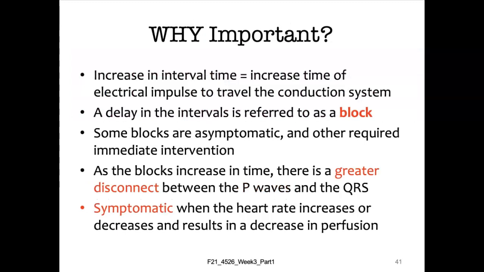So why is this important? An increase in the normal interval time is an increase in the time it takes the electrical impulse to travel through the conduction system. A delay in the intervals is referred to as a block. Some blocks are asymptomatic and others require immediate intervention. As the blocks increase in time, there is greater disconnect between the P waves and the QRS. Clients can become symptomatic when the heart rate increases or decreases and results in a decrease in perfusion, hence cardiac output.